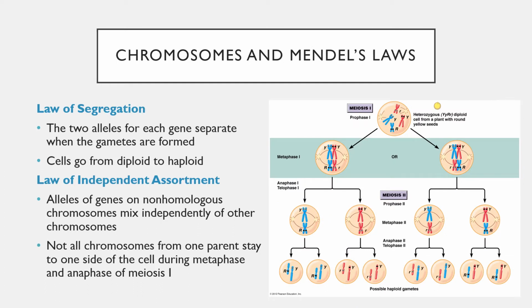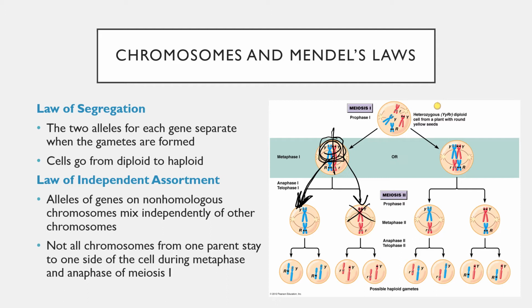So his law of segregation, remember, said that 2 alleles for each gene separate when the gametes are formed. So I have my 2 homologous chromosomes here, but they're going to be separated into their own cells through meiosis. The cells will go from diploid to haploid. Now, there are some circumstances where that doesn't occur properly, and you may end up with both of these moving into one cell and none moving into the other, and we'll talk about that too.